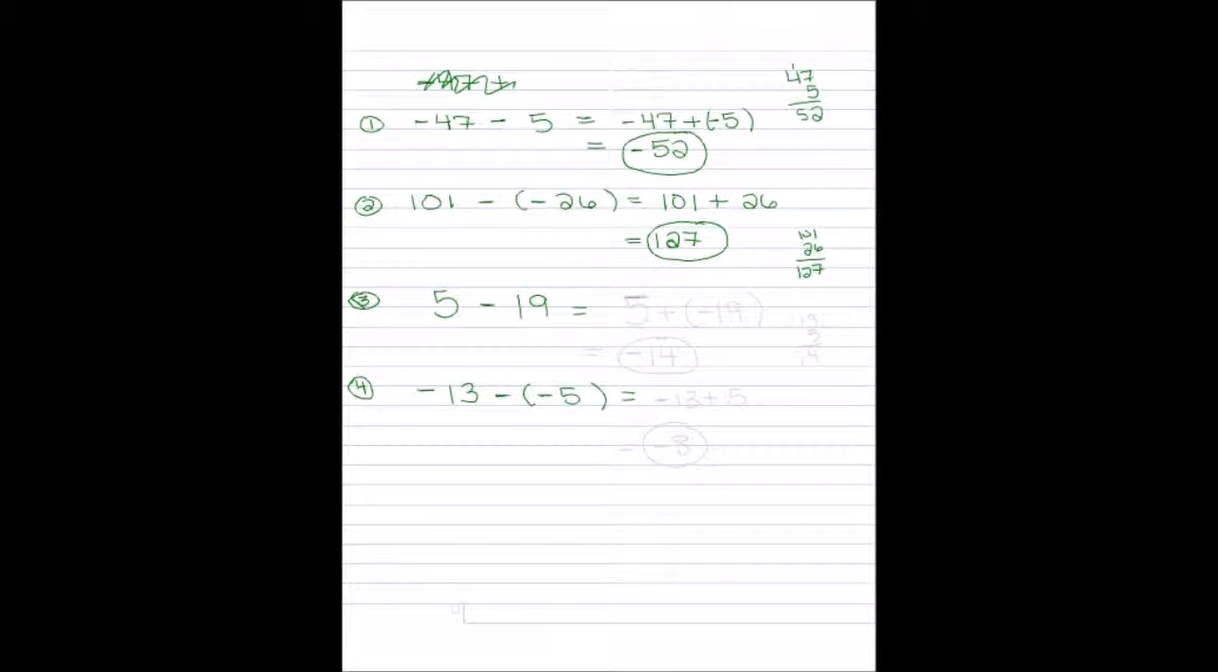Let's look at number 3. I have 5, first number stays the same, plus negative 19. So I push the negative sign up with the 19. These two signs are different, so I subtract them. That gives you 14. And this will actually be negative 14 because the 19 is the bigger absolute value. And then last but not least, negative 13 plus 5, because the two negatives in the middle come together and make it positive. These signs are different, so 13 minus 5 is going to give you 8, and this would actually be negative 8 because the 13 is the higher absolute value.